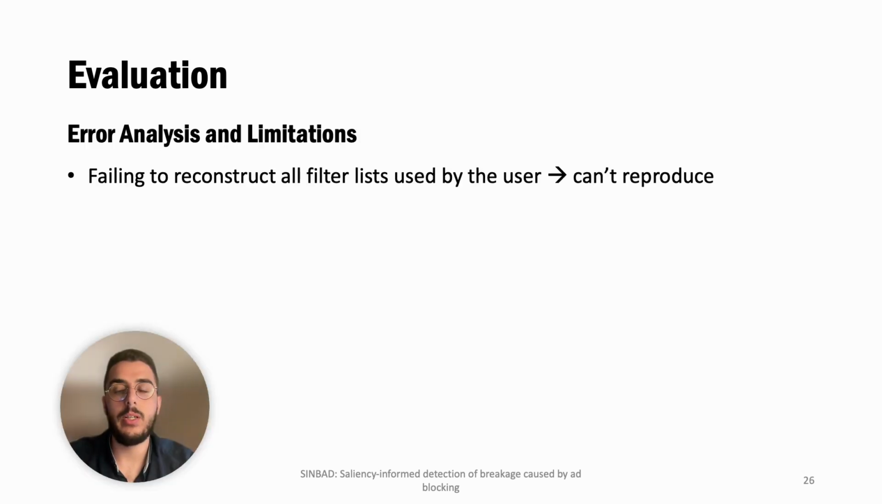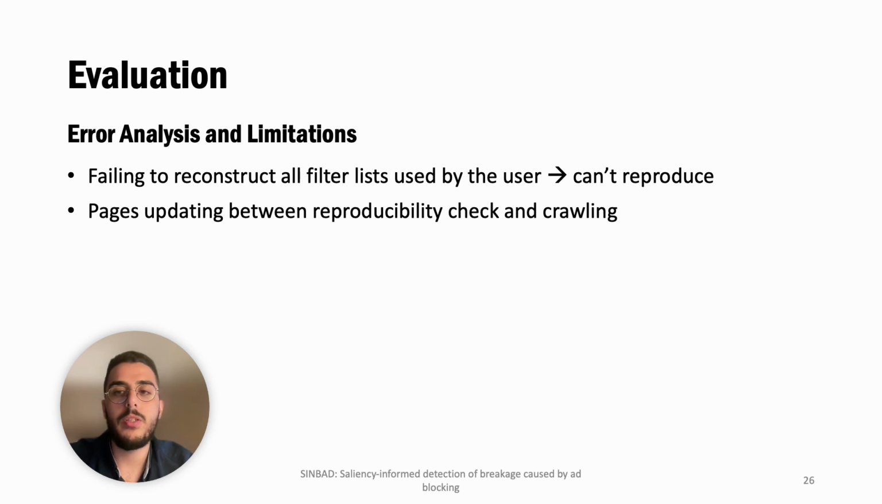Finally, we perform an error analysis over SINBAD's classifications and note some minor limitations. First, in cases where the user had some custom filter lists that are not represented correctly, SINBAD fails to reconstruct the user filter list accurately, which prevents reproducing it. In other cases, the web page is even updated in the short time between the reproducibility checks we performed and the subsequent crawl by SINBAD.